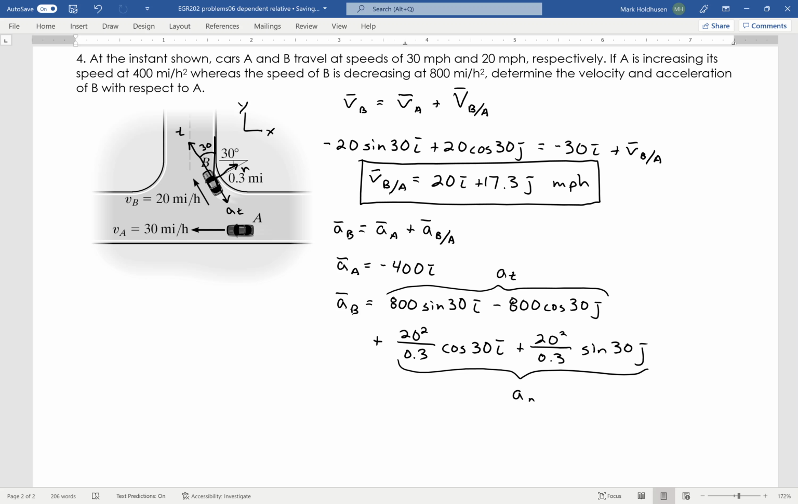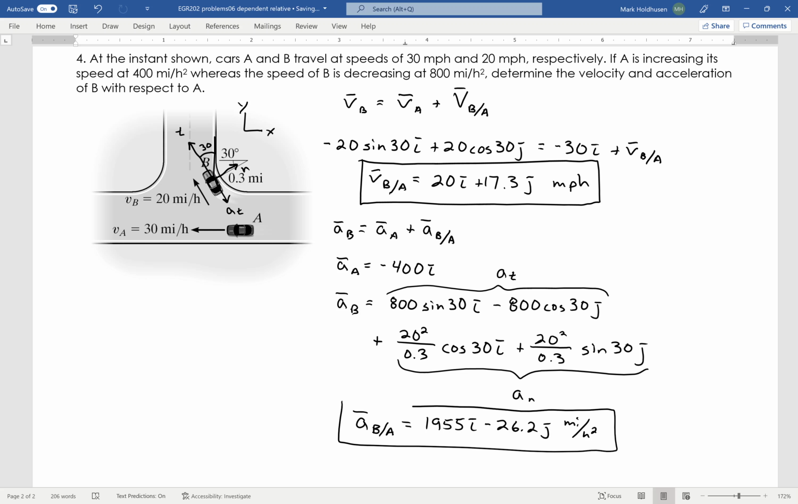So now I've got AA and AB. I'll let you do the math on your own. My acceleration of B with respect to A is just going to be AB minus AA. So I'll take that big one there and then basically subtract off the negative 400i, or add the 400i. What I'll get is 1955 in the i direction minus 26.2 in the j direction, and this will be miles per hour squared. I'll just leave it in vector form. You could always find the square root of the sum of the squares if you wanted to, but we don't need to worry about it.